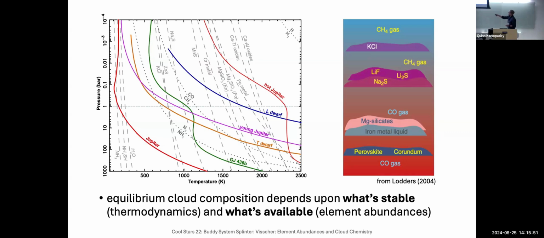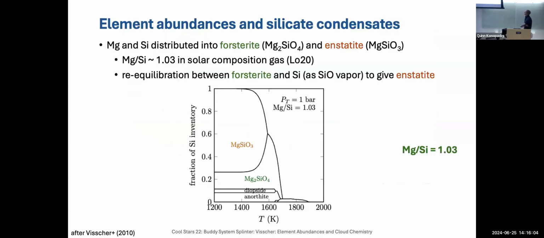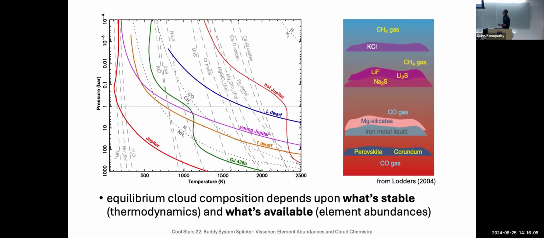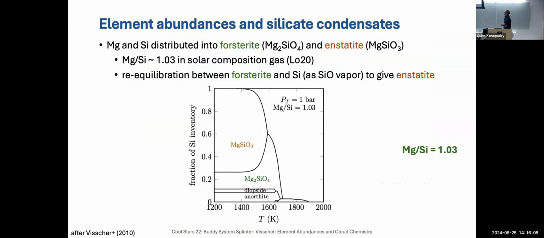If we look at this, we can see as we cool down from a very high temperature, we have things like these magnesium silicates forming, thought to be very significant clouds in these atmospheres. We find that we are distributing the magnesium and the silicon into forsterite and enstatite. These are familiar to us if you're looking at these things.